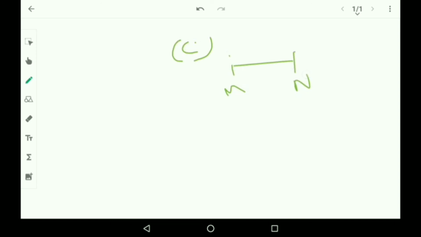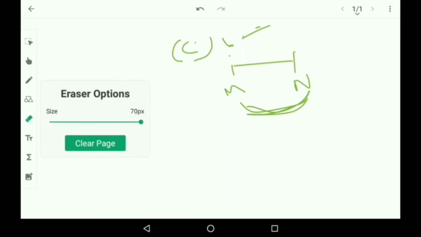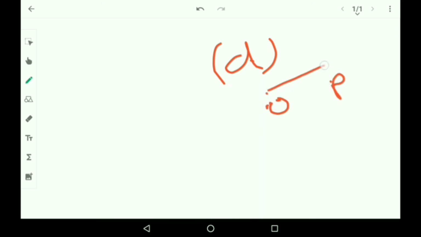Then the third one, subdivision C, they have asked if M and N are the end points of the line segment MN. Yes, they are the end points. Okay, coming to subdivision D, they have said O and N are the end points of the line segment OP. So OP is here. N is in the middle. They asked if N is the end. No, O and P only are the end points. So the statement they have given is false.